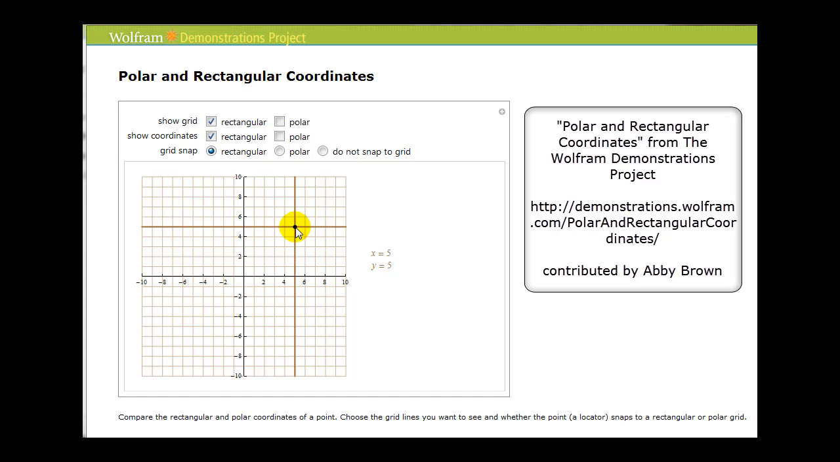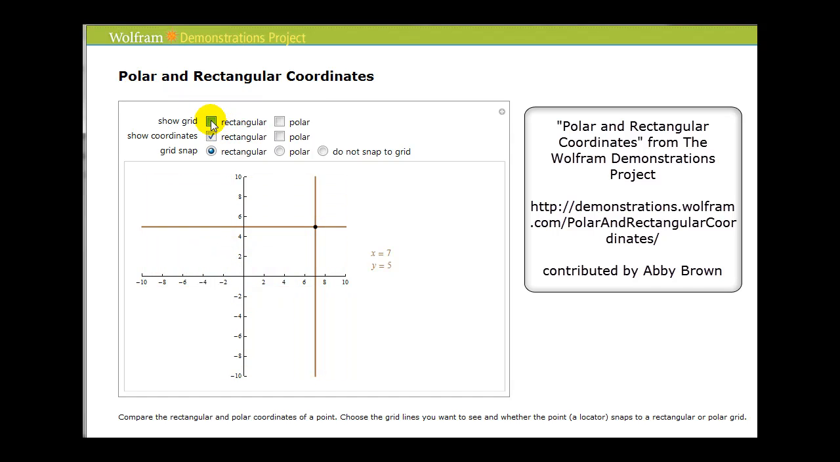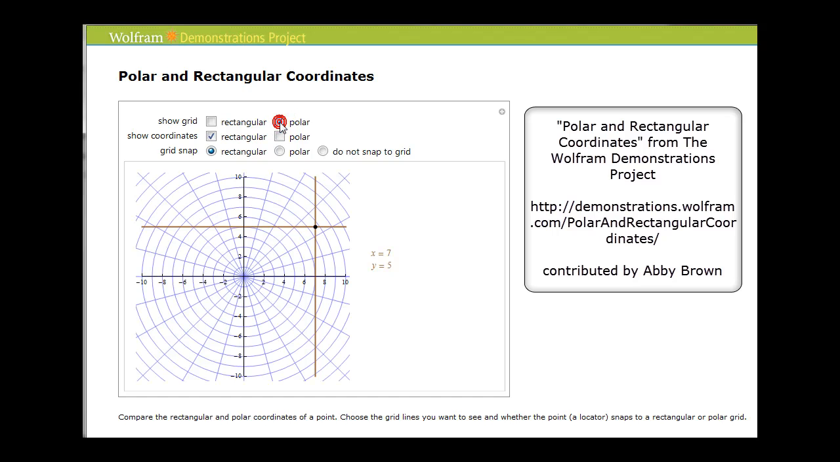So as we animate this point, on the right, you can see the x and the y coordinates changing. Now what we want to do here is compare how we identify the location of points in rectangular coordinates compared to polar coordinates. So what we'll do first is turn off the rectangular grid and turn on the polar coordinate system. Next, let's also show the polar coordinates and the rectangular coordinates at the same time.